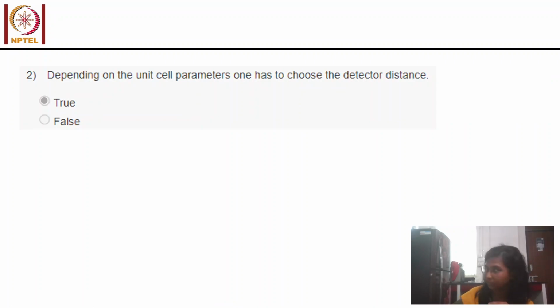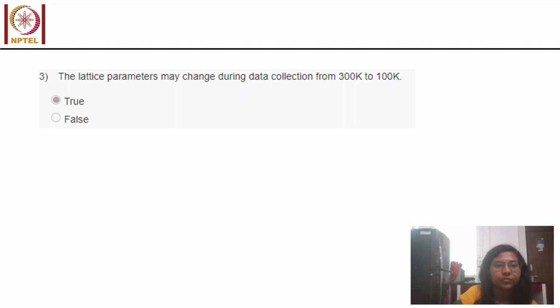The second true and false question was that, depending on the unit cell parameters, one has to choose the detector distance. This is again true, because as you are familiar with, where the professor demonstrated the use of the Bruker 2 diffractometer, you can see the importance of choosing the detector distance. Next, the lattice parameters may change during data collection from 300 to 100.